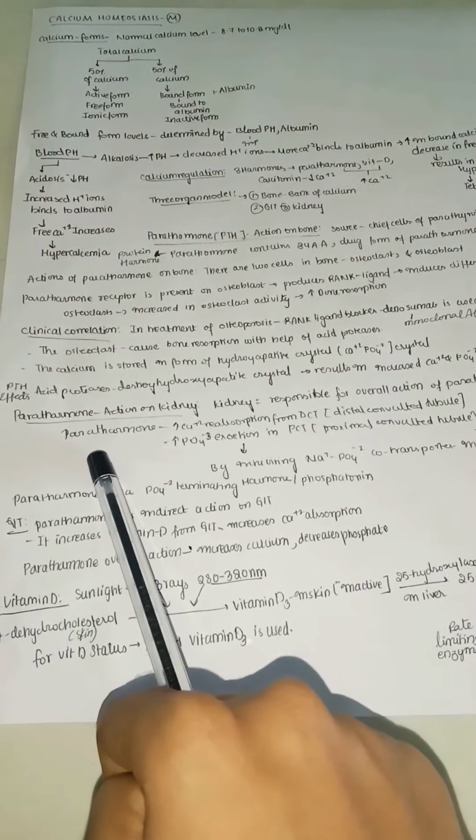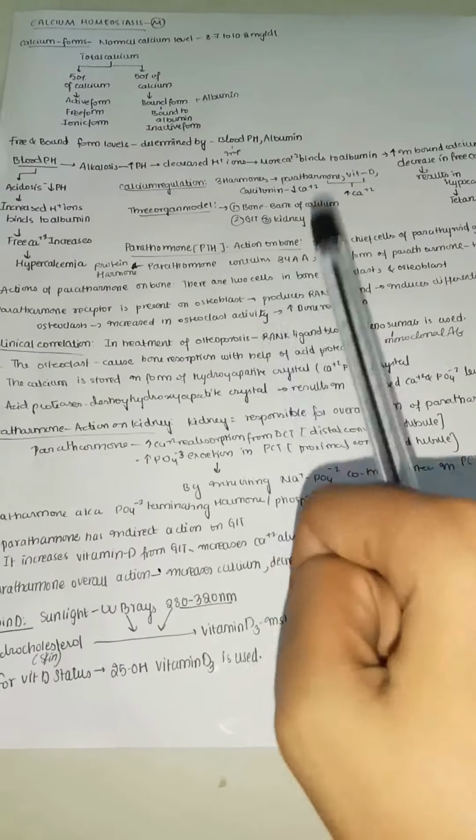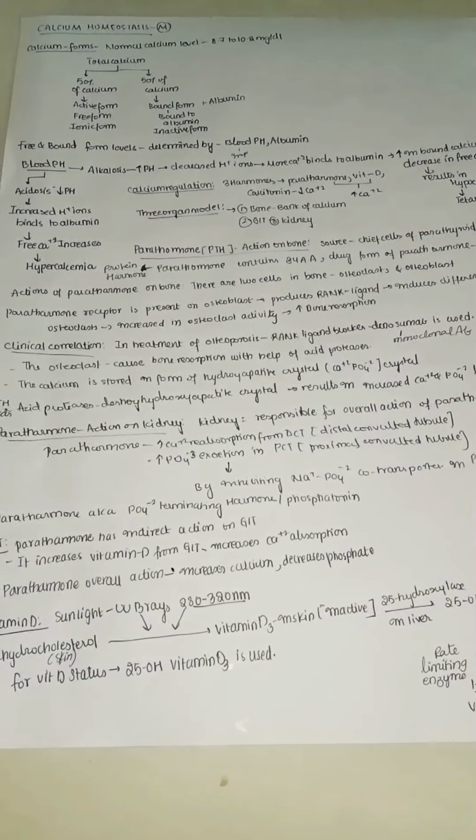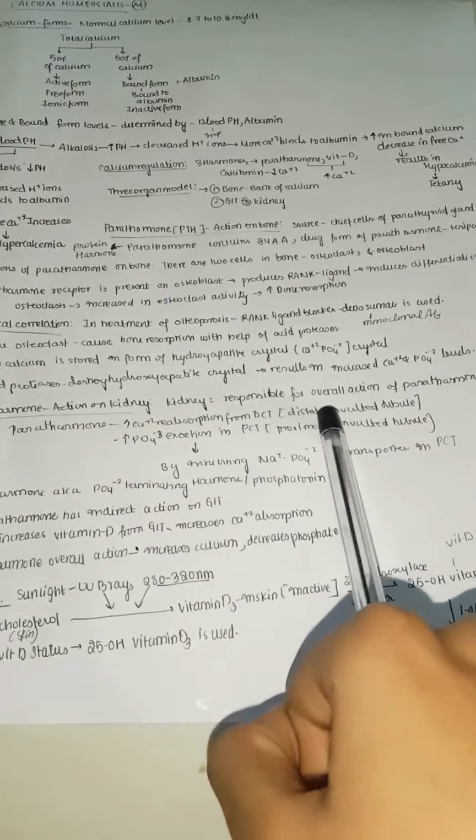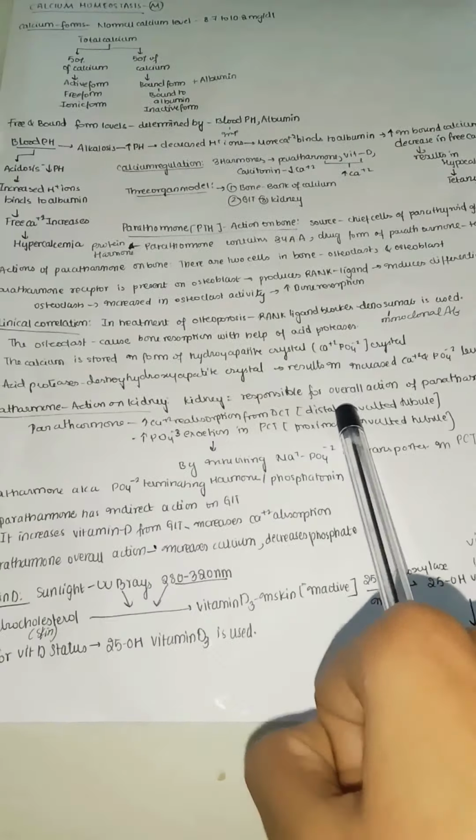Next, coming to parathormone action on kidney. Till now we have seen how parathormone is acting on bone, and now we are going to see how parathormone is acting on kidney. Kidney is mainly responsible for the overall action of parathormone.